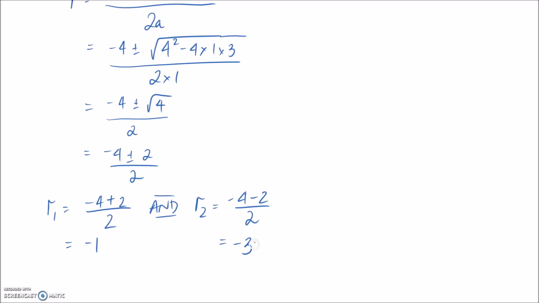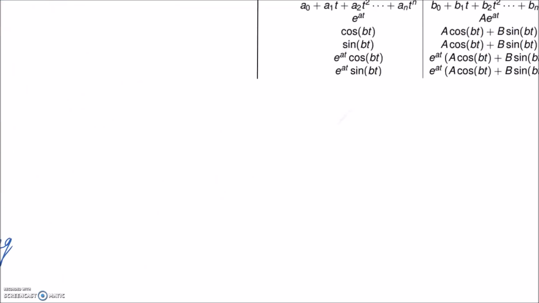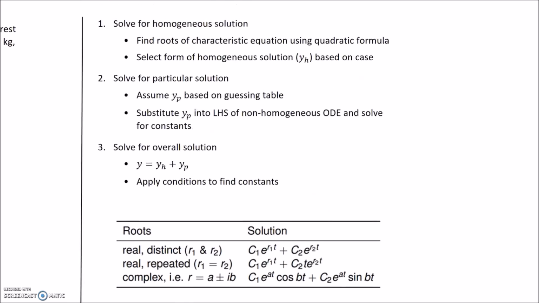So what we've found is our 2 roots of the characteristic equation, and we can see that they're both real numbers and they're different from each other. So we can describe these roots as being real and distinct. Okay. So now if we go back up to our little cheat sheet of instructions, what it told us to do was, based on our finding of this first point, we need to select the form of a homogeneous solution based on the case. So that's from this table here.